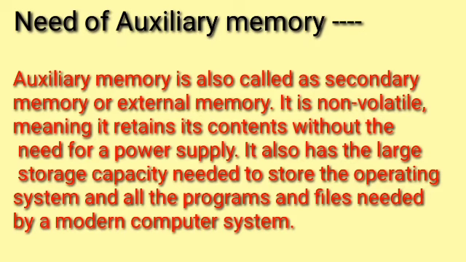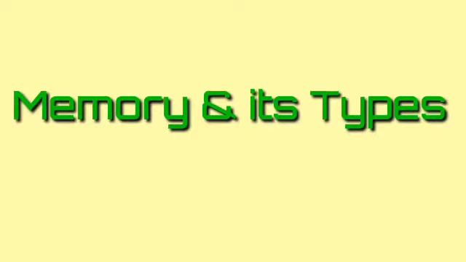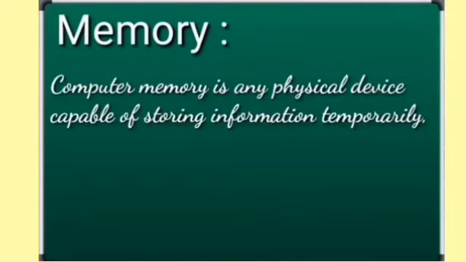The memory which is externally attached to the computer from the outside, those are secondary and external memory or auxiliary memory. Example can be floppy disk, CD-ROM, DVDs, hard disk, pen drive, flash drive, etc. Now let us revise the different types of memory and their use in computer. So students, what is memory? Memory is a kind of storage device inside the computer which stores our data temporarily.